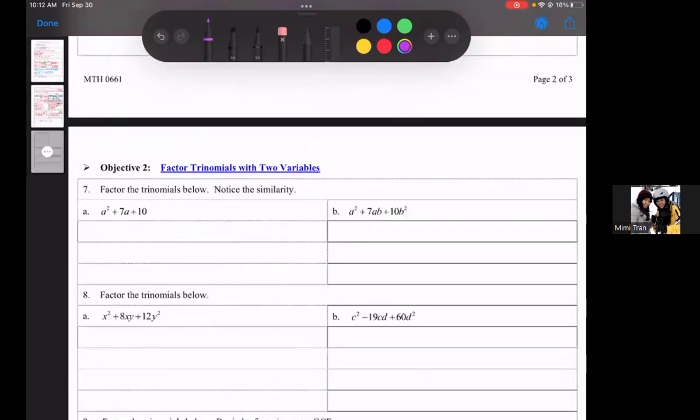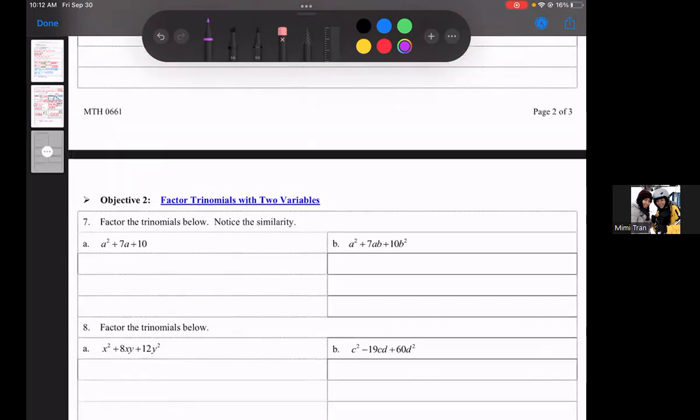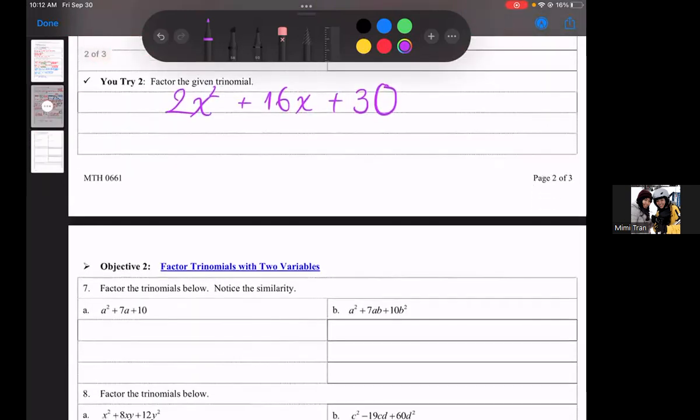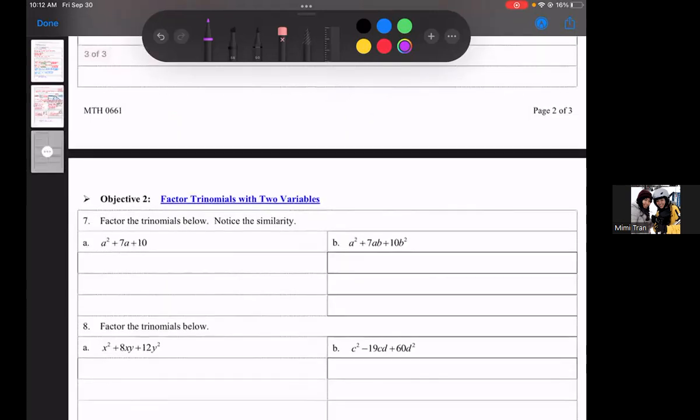When you're done, this is what we're going to do. We don't have you try 3. So when you're done with you try 2, I want you to work on number 7 and number 8. And I want you to talk to your friends. Get into groups if you want to. I'm going to go around and check. If you finished number 7 and number 8, you can leave.